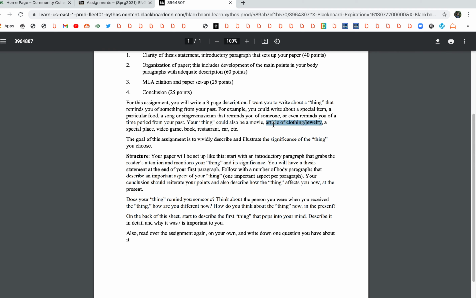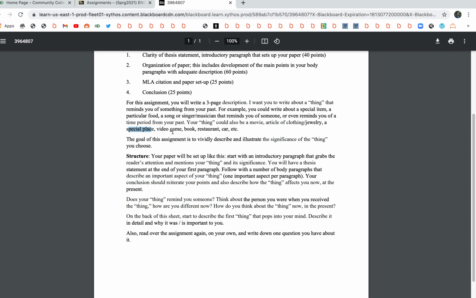Article of clothing. Again, describe it physically, the texture, the feel, the color, all this stuff. When you wear it, how does it make you feel? A special place. Again, all the descriptions, right? Think of our descriptors: taste, touch. What are they? We got the five senses, right? Taste, touch, sight, hearing, smell.